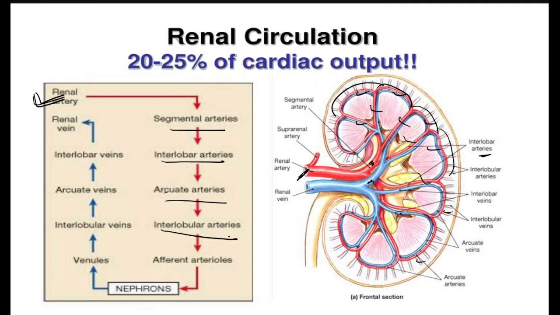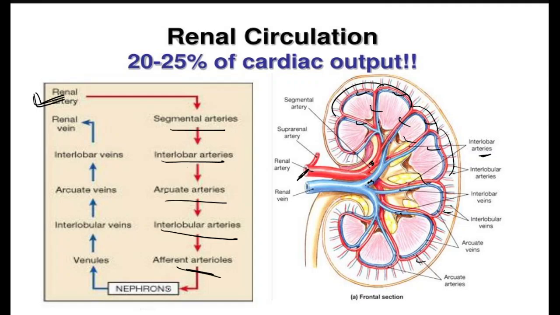Now what does this interlobular artery form? Afferent arterioles. The afferent artery that we studied in the glomerulus entering the Bowman capsule, where does it come from? Finally from the aorta, the renal artery converted into the segmental, from segmental to interlobar, arcuate, interlobular and then afferent arterioles.